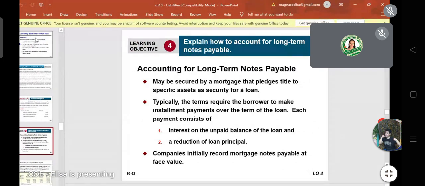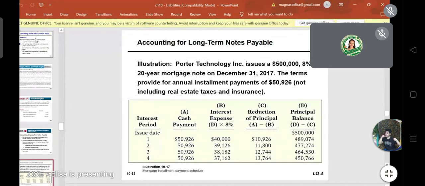Accounting for long-term notes payable may be secured by a mortgage that pledges title to a specific asset as security for a loan. Then typically the term requires, this is another kind of long-term, like the bonds earlier, this long-term notes payable. Typically the term requires the borrower to make installment payments over the term of the loan. Its payment consists of interest and a reduction of loan principal. Companies initially record mortgage notes payable at face value. I will discuss this later.